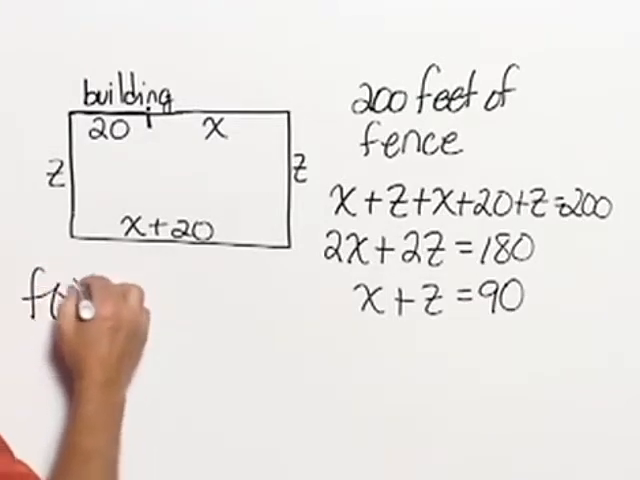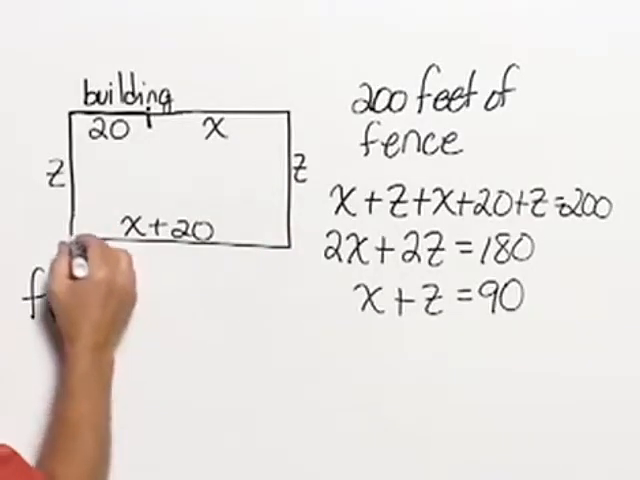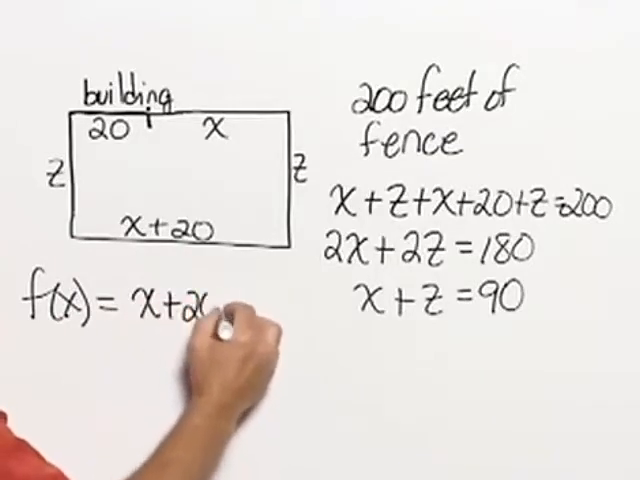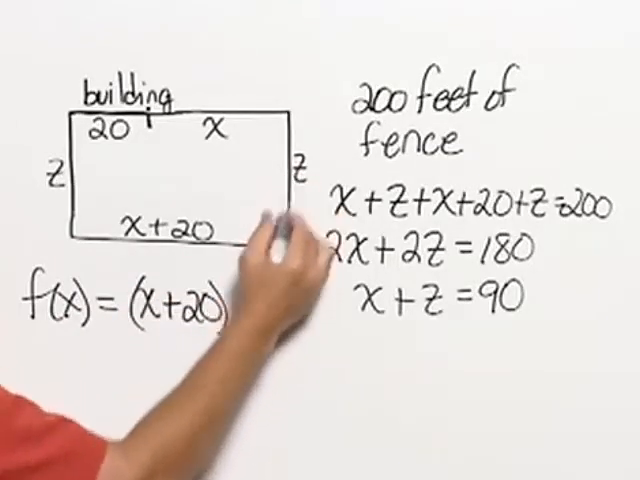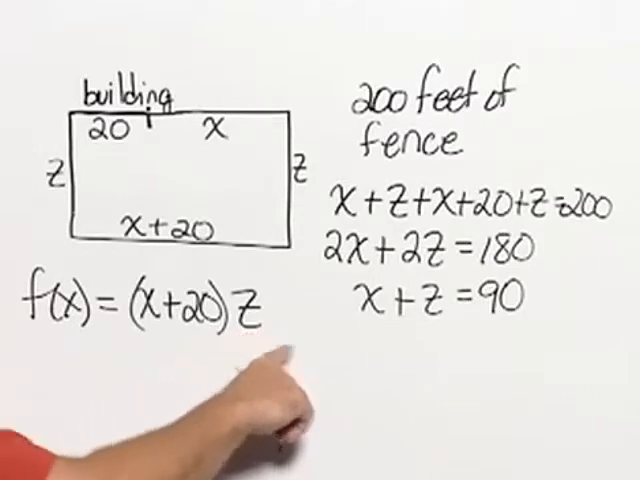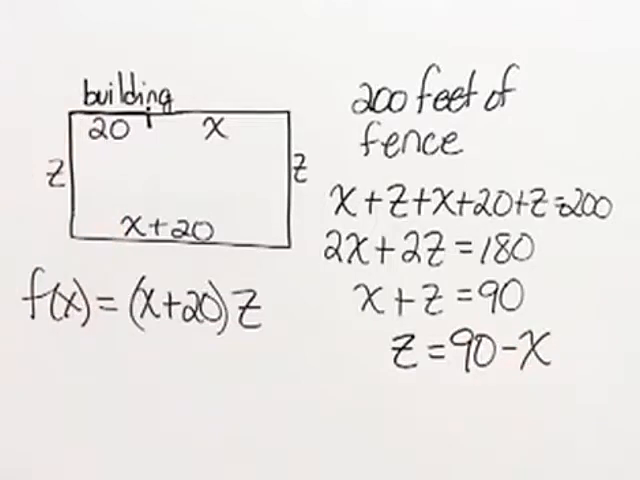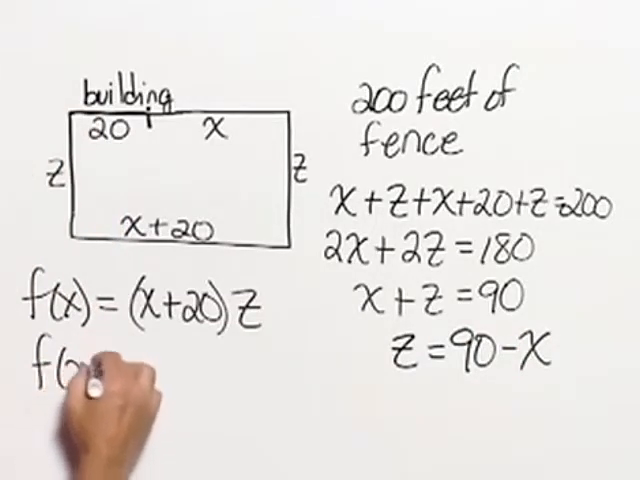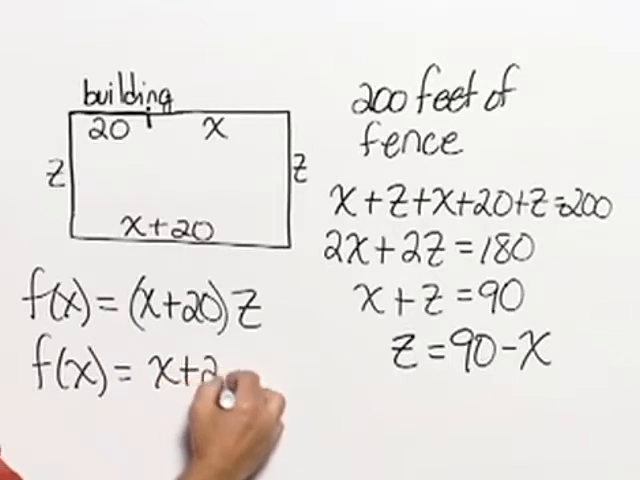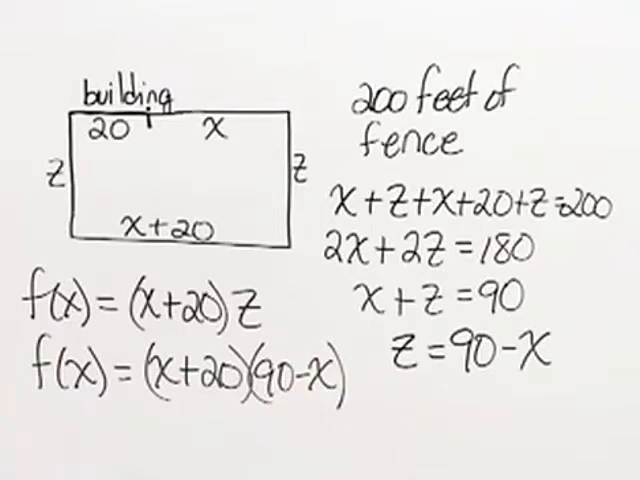F of x is going to be the area enclosed by this. But that means we would take the length, x plus 20, and multiply it times the width, which is z. However, we want this in terms of x only. That is, we need to go over here and realize that z is equal to 90 minus x. And therefore, f of x would equal x plus 20 times 90 minus x. And that solves part A.